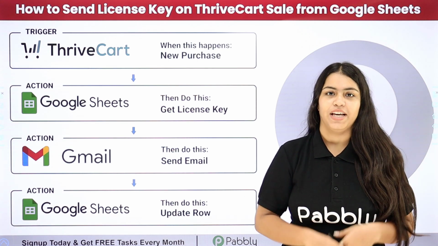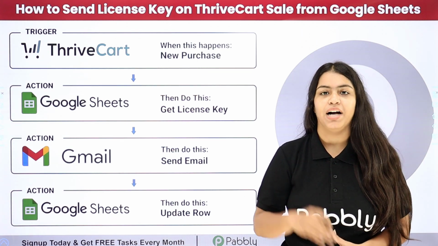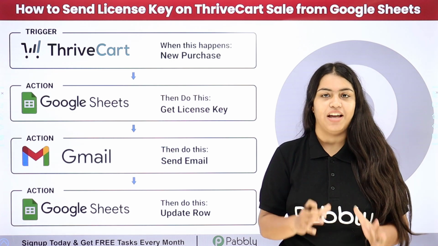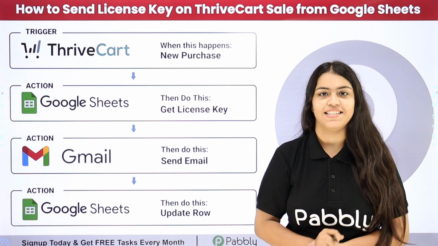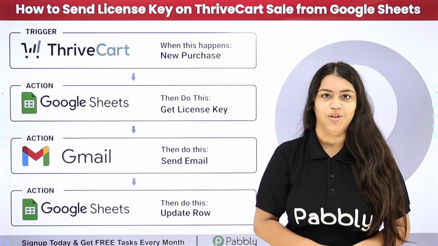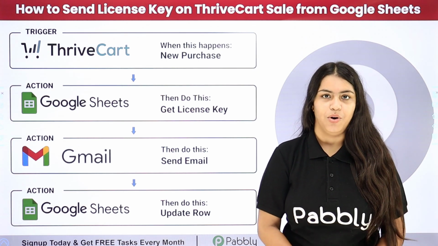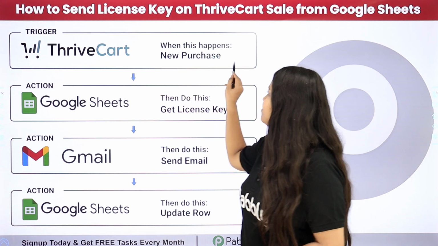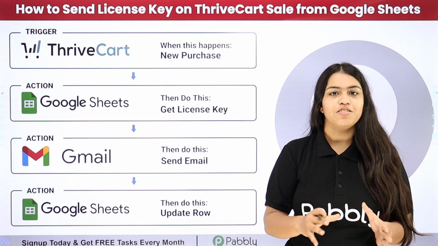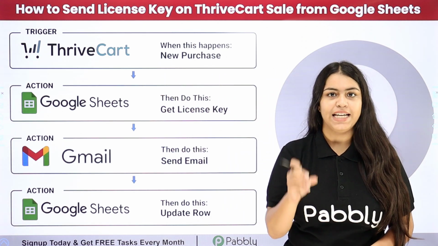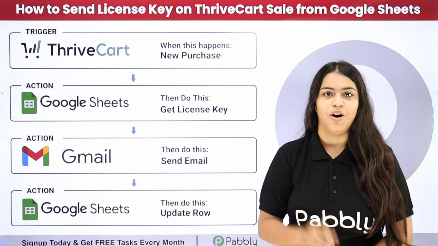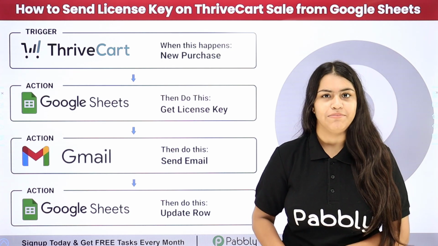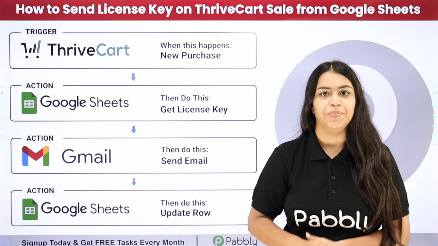I'm running a software company, and for that, we sell multiple software products with the help of our ThriveCart account. And to access that software, we also provide unique license keys to all our customers. So to ease this process, what I want is that as soon as a new purchase is made in my ThriveCart account, automatically from my spreadsheet, the unique license key should be extracted and that key should be sent to my customer on Gmail. And with the help of the same details, again, my Google Sheet should be updated.